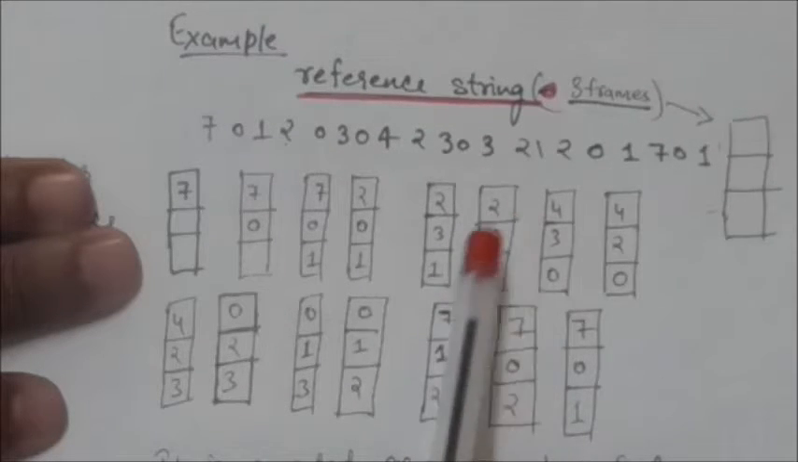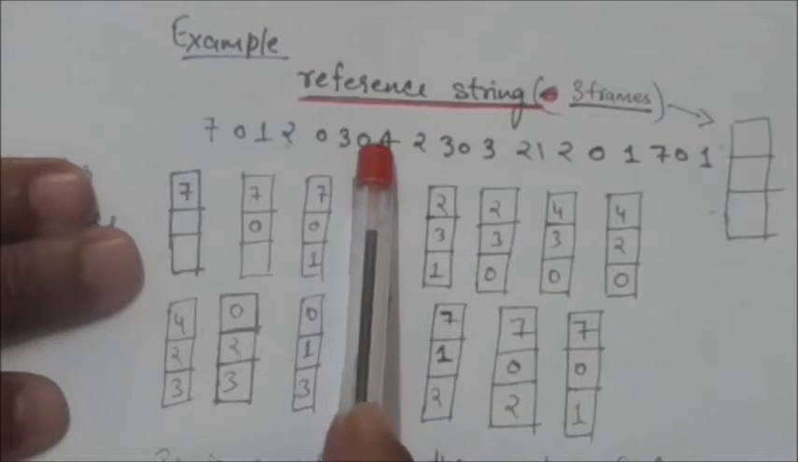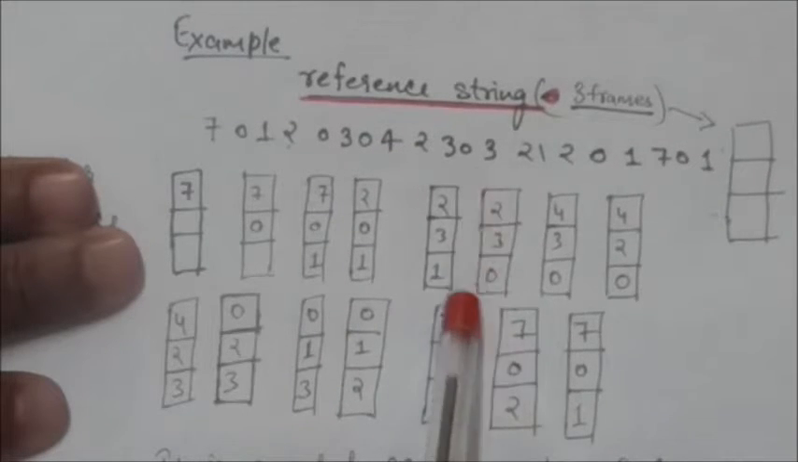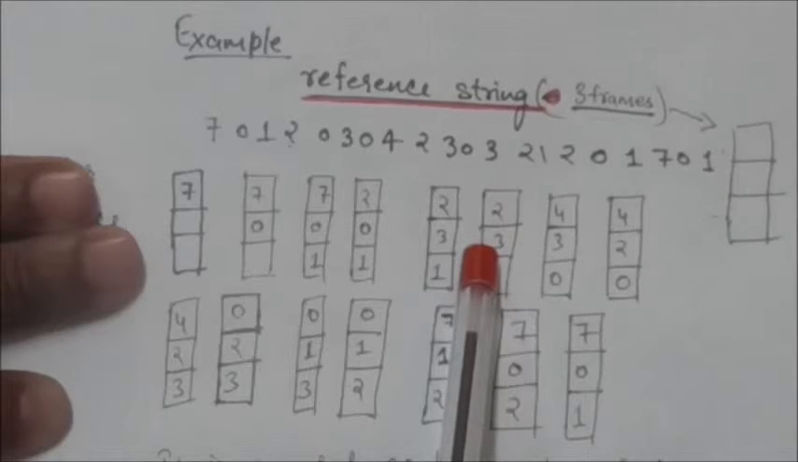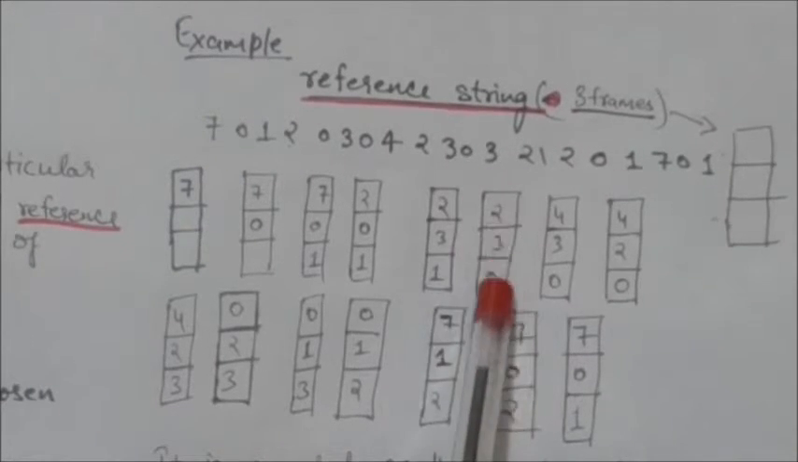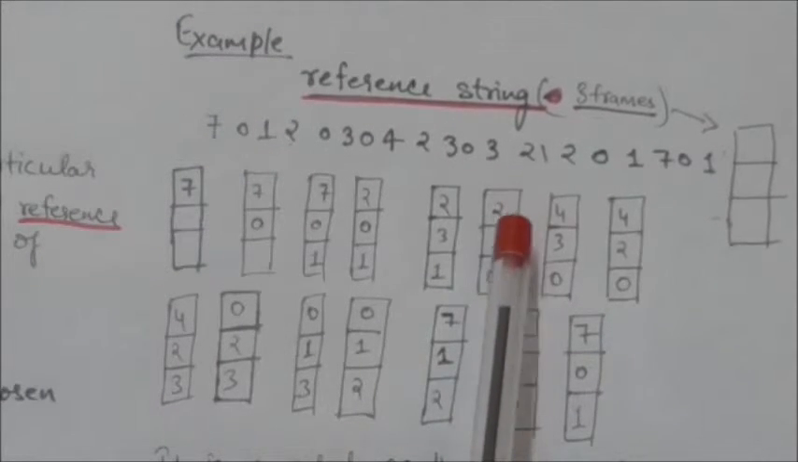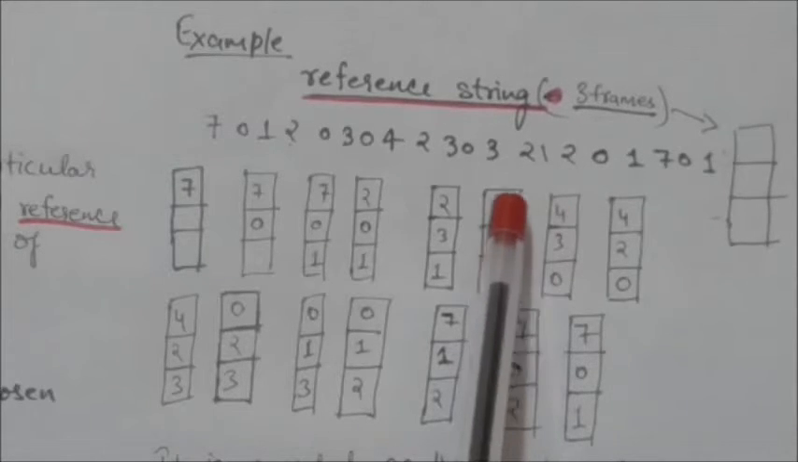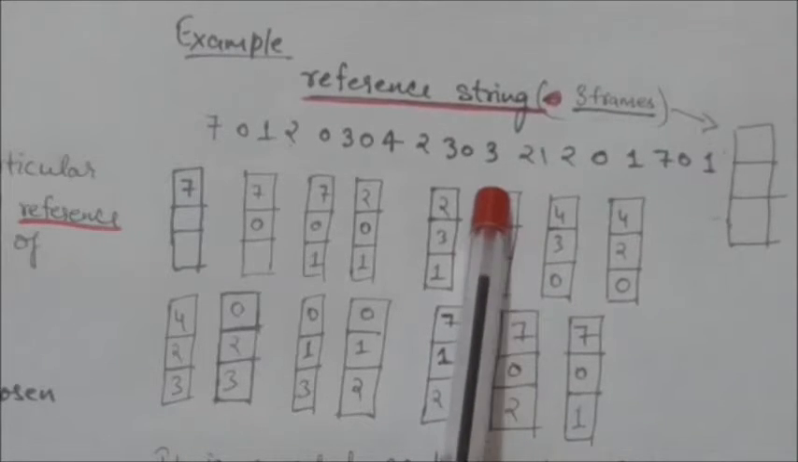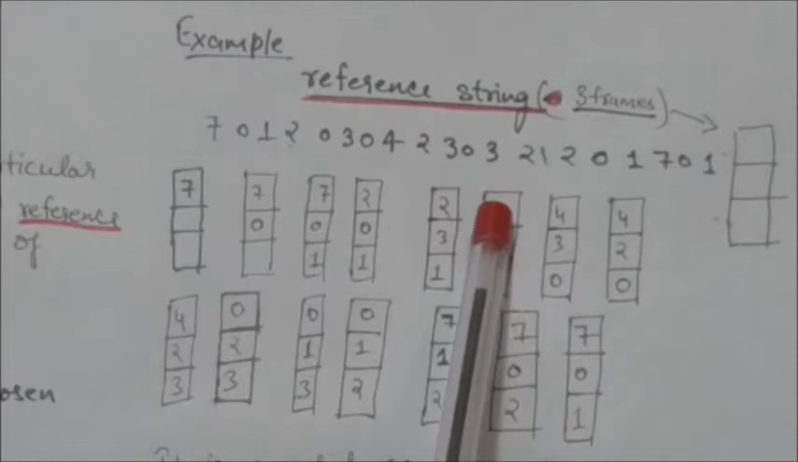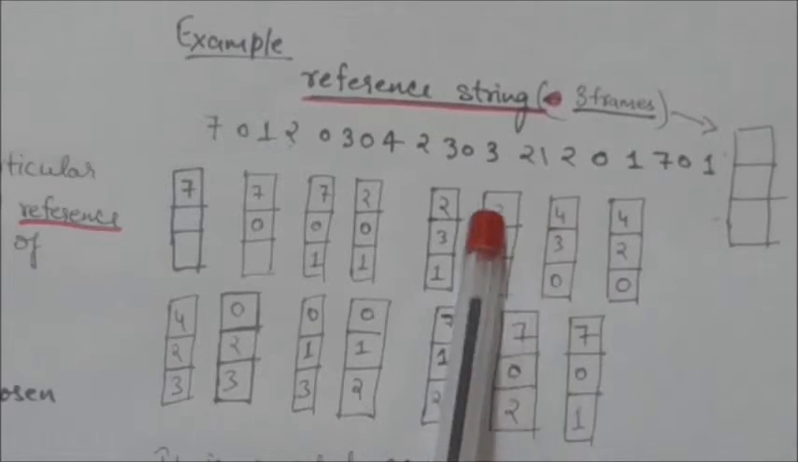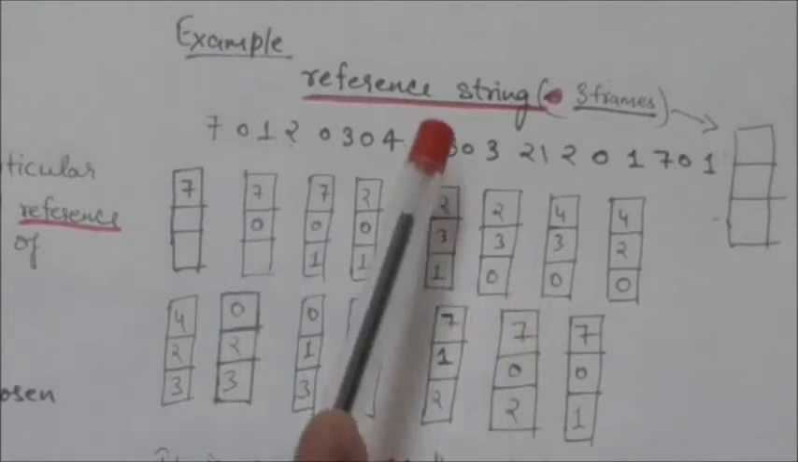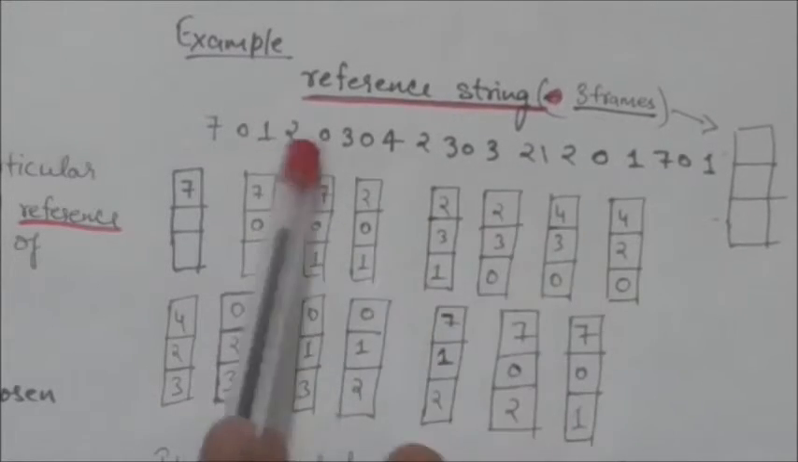And here what we need to do is bring page number 4 into main memory, but main memory is not free, right? All the frames are occupied, so we need to replace a page. We have to select a page among these three pages, page number 2, page number 3 and page number 0. The oldest page among them is page number 2, so we will replace page number 2 and bring in page number 4 into main memory. So in this way this FIFO page replacement algorithm works.